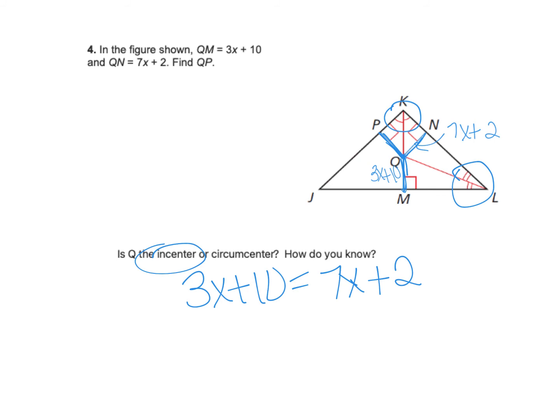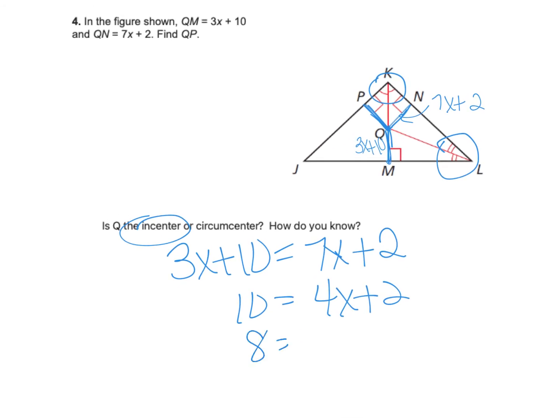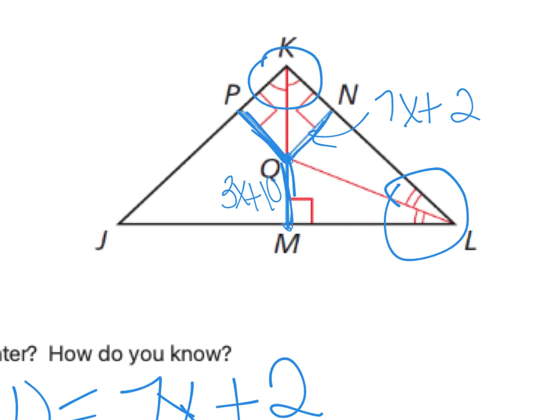And if we go ahead and solve it, if we subtract 3x from both sides, I get 10 equals 4x plus 2. If I subtract 2 from both sides, I get 8 equals 4x, and x equals 2. Now it asks me what is QP. Well, basically, I can put 2 back in for any one of these expressions up here.